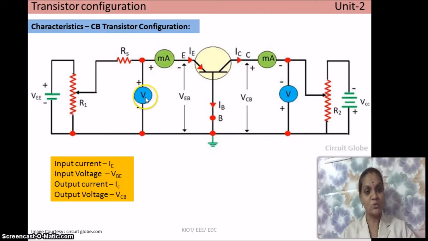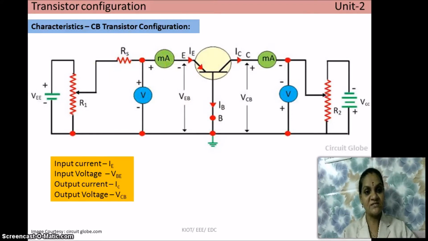Both on the input side and output side, for measuring the voltage and current, we have the voltmeter and ammeter. Voltmeter is normally connected in parallel to the voltage whose voltage we want to measure, and ammeter is normally connected in series. See here the polarities of the input voltage and currents and output voltage and currents. This RS is nothing but the current limiting resistor.